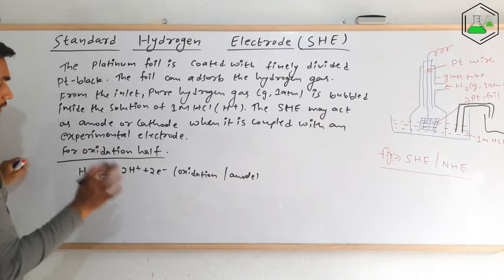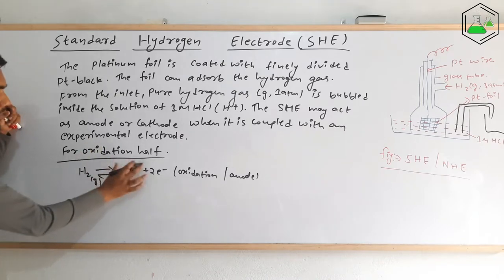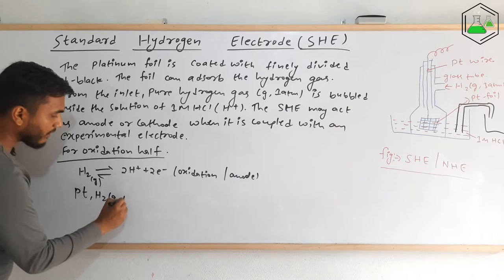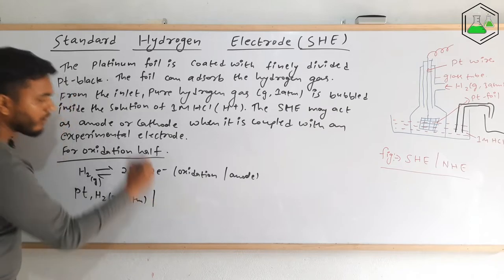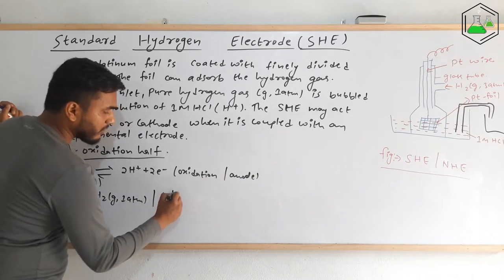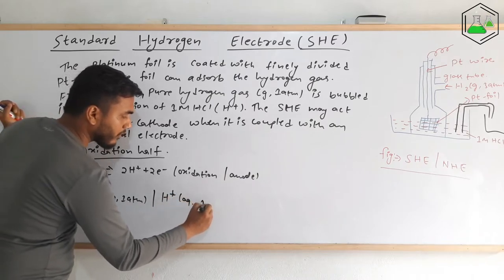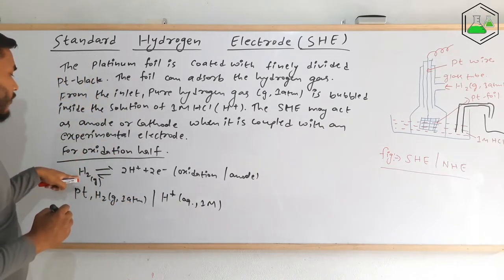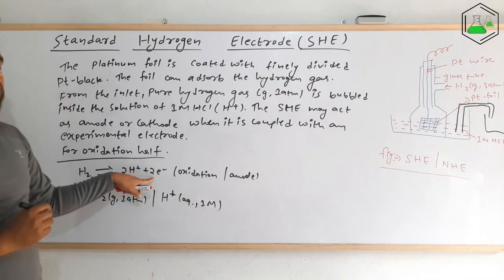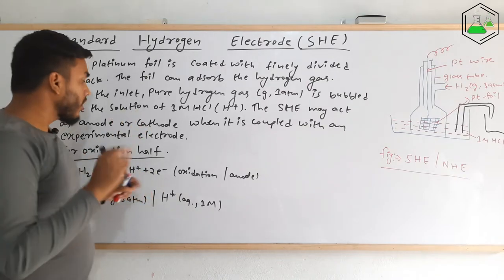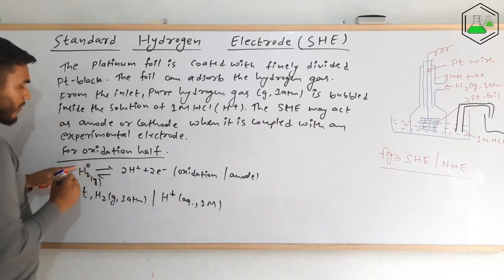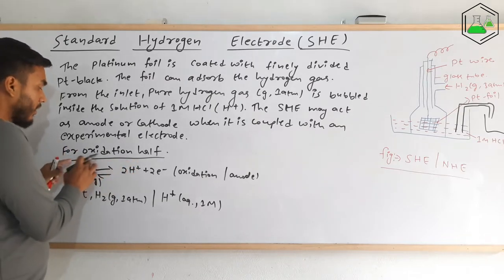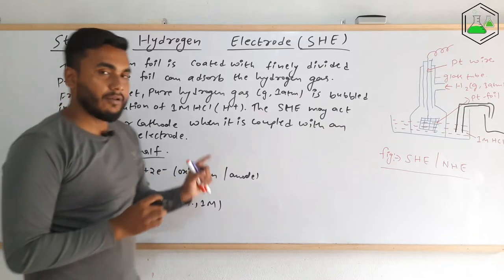First of all, let's write the cell notation for the oxidation half. Platinum, H2 gas at 1 atmospheric pressure, converts to H+ in aqueous form, whose concentration is 1 M. This is the cell notation for the oxidation half, in which the hydrogen gas converts into H+ and gives 2 electrons, as it is losing electrons. Or simply, you can see the oxidation number of hydrogen is 0 here, and the oxidation number of H+ is 1. The oxidation number is increasing, so this is an oxidation reaction.